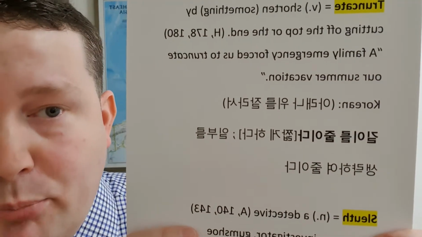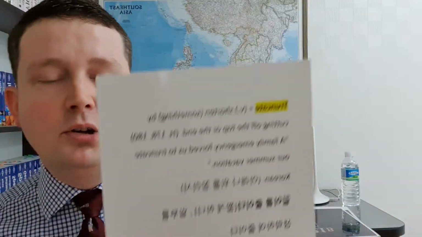Hopefully you have already printed this and you're following along with me. Students, what is truncate? To shorten, that's it. To shorten something. Either shortening at the beginning or the end. In this case, a holiday. All right, moving on. By the way, truncate is a verb, so some kind of action.